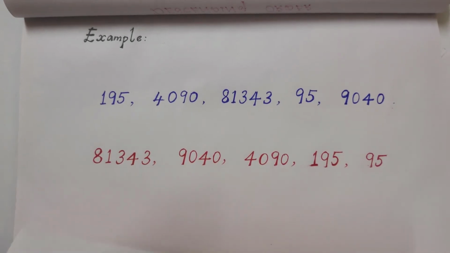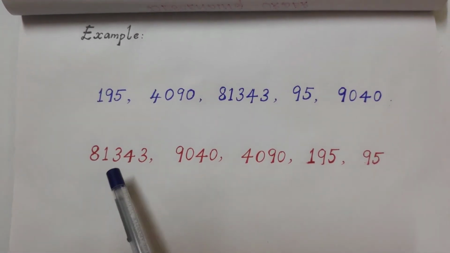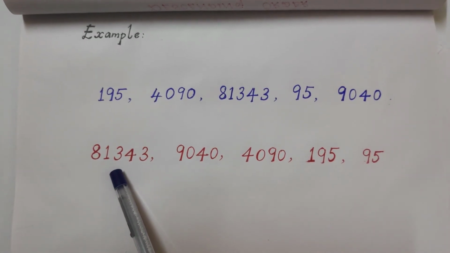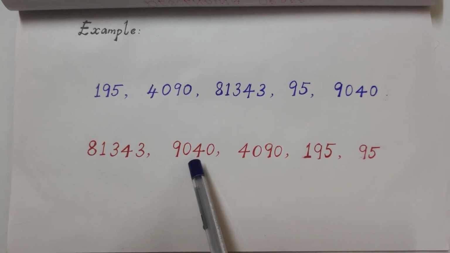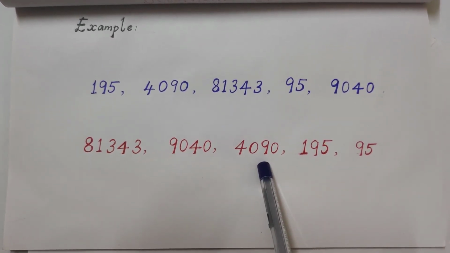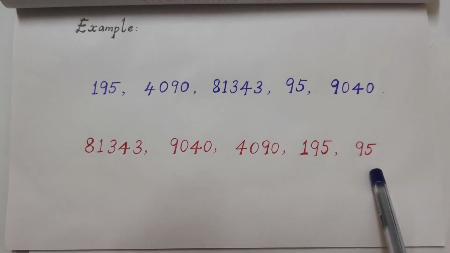So, we have arranged the given numbers in the descending order like this: 81,343, 9,040, 4,090, 195 and 95.